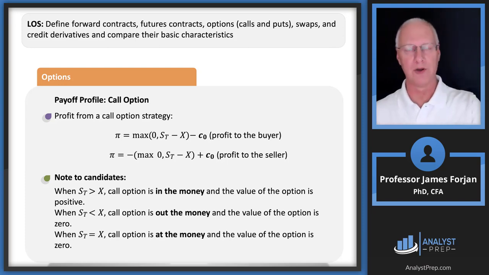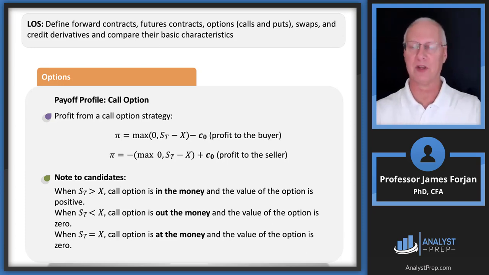So what are you betting on? You're betting that the price of this underlying stock goes up, right? So the profit from a call option strategy has to reflect that. So if the price goes up, you have the right to buy from me for 100. Let's suppose it goes up to 150. Oh my gosh, this is just like our forward and our futures contract.